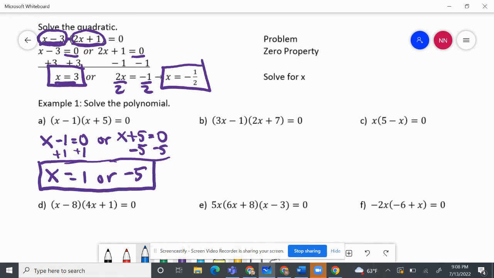These two x values, one will give us a 0. So either if we plug in a 1, we get a 0 for the first one, or if we plug in a negative 5, we get a 0 for the second one. One of those has to be true.